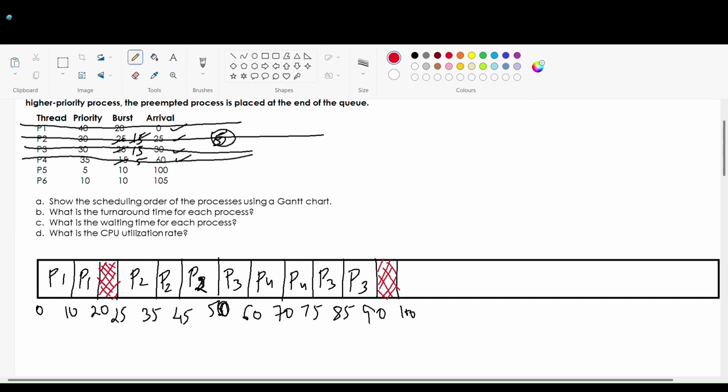Okay, clear? Right. At 100, another process, P5, entered into the system. So P5 will execute now, from 100 to 110, and P5 exits from the system. Now P6 will start to execute. P6 enters into the system at 105 and it has just 10, so 120. So all the processes have finished their execution.